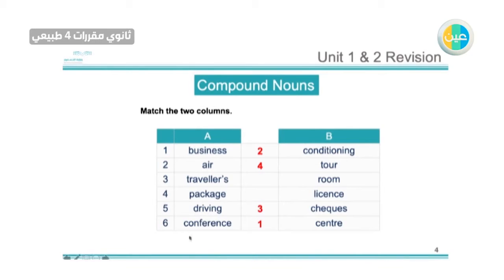We still have driving. Which one do you think? Do we say driving room or driving license? We say driving license. Driving license is the permit you get to allow you to drive your car or someone's car. And the last one is conference. We say conference room. Conference room is the hall where you can organize a conference or have your meeting. We say conference room.